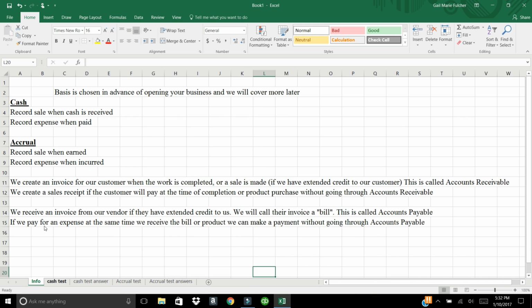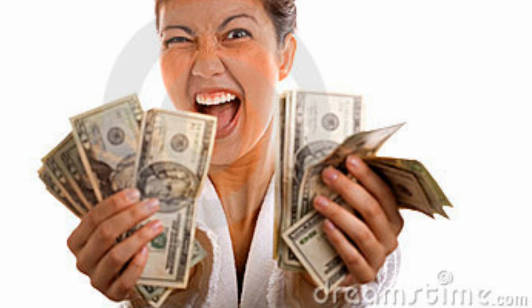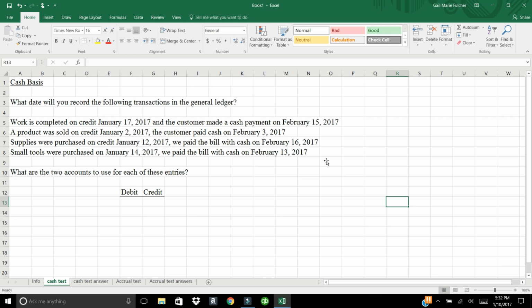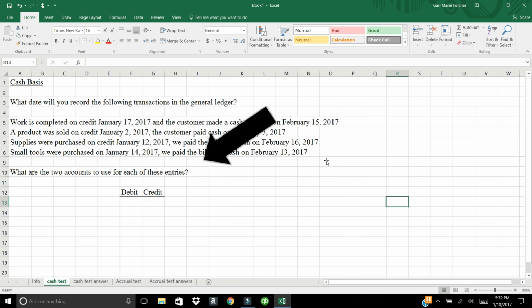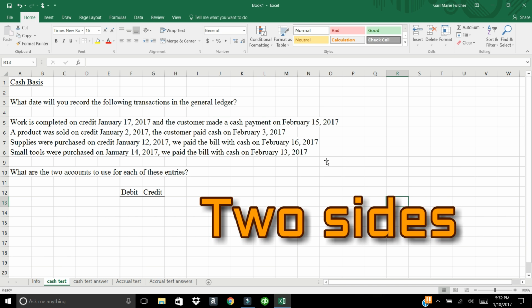Here, let's go ahead and start with the cash test first. I want you to look at these problems and then just make a note of which date you would record the following transactions in your general ledger. And then notice down here I have what are the two accounts to use for each of these entries. Remember, each of those will have two sides.